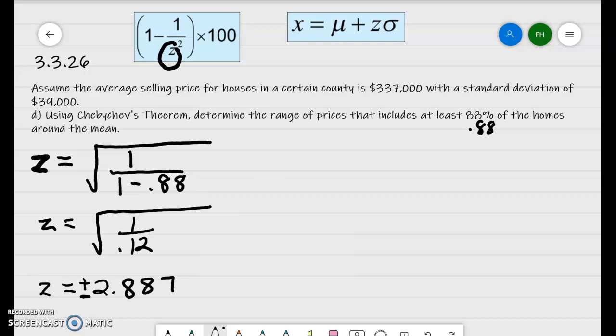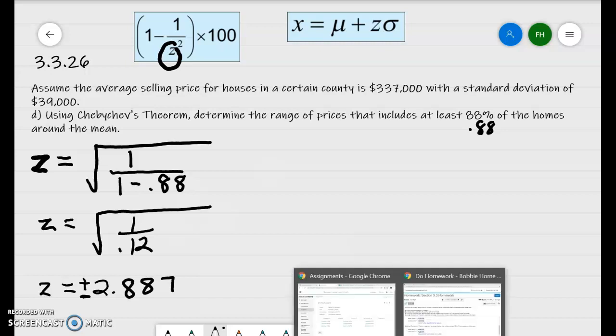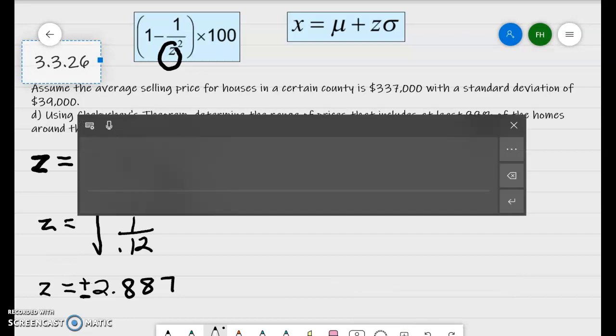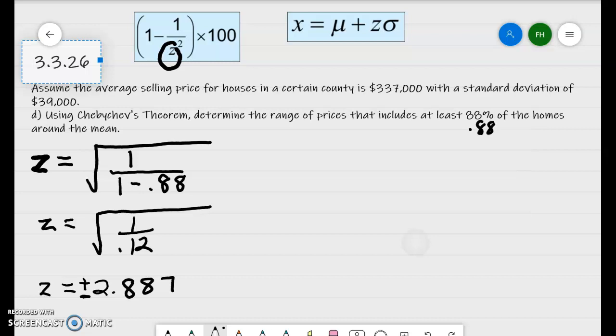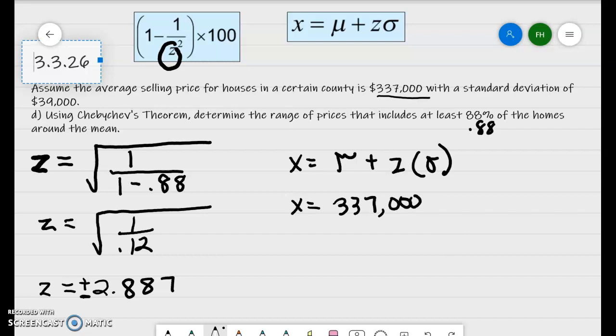Now what we have to do is calculate the maximum and the minimum values, the upper bound and the lower bound. So let me fix that. All right, so what we'll do here is X equals the mean plus the Z-score times the standard deviation. So we know that mu, the population mean, is 337,000 plus and minus the Z-score of 2.887 times your standard deviation, which is 39,000.